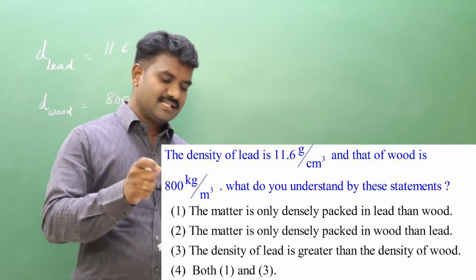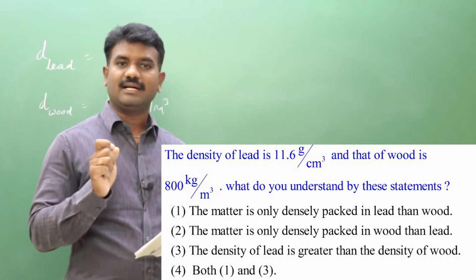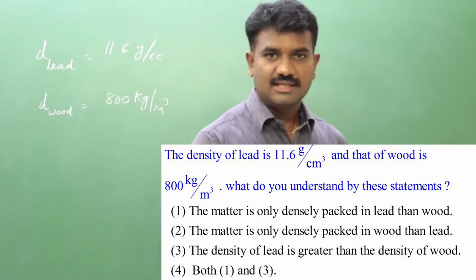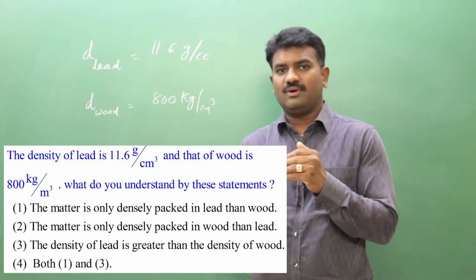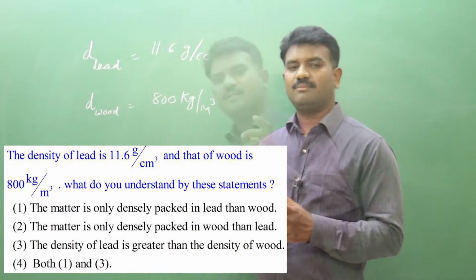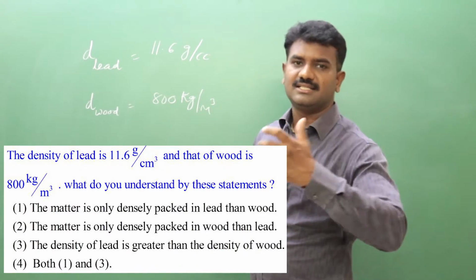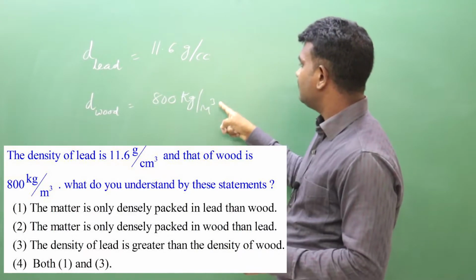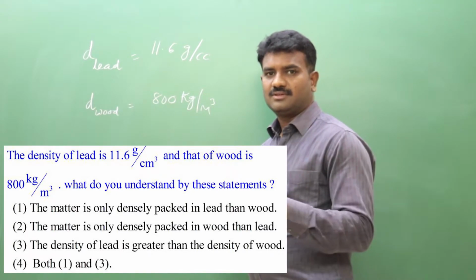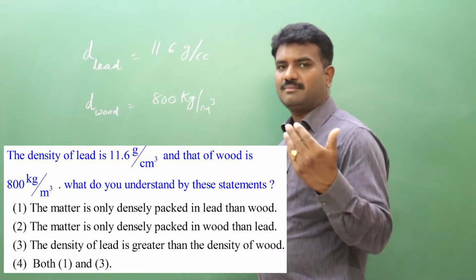The density of lead is greater than that of wood. Both 1 and 3 are correct. It is given like that. So our target is to find which is more dense. For that the values should be in a single system, either CGS or SI. So this is in CGS system, this is in SI system. Whatever it is, both must be in a single system.